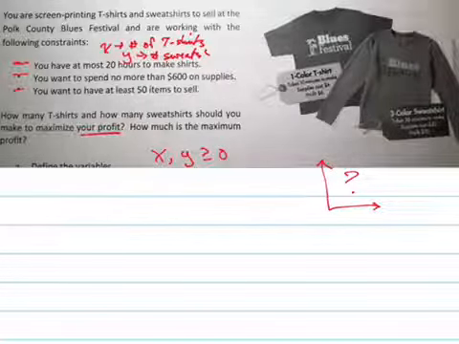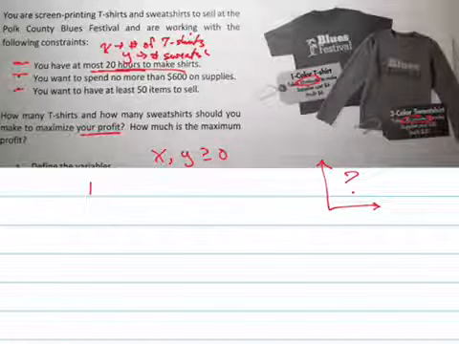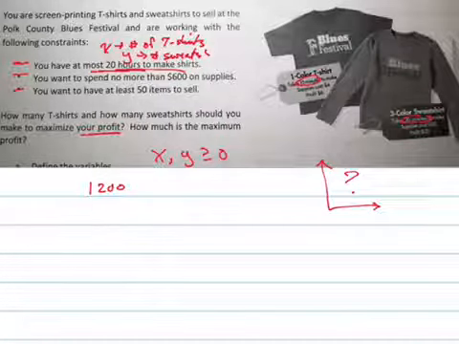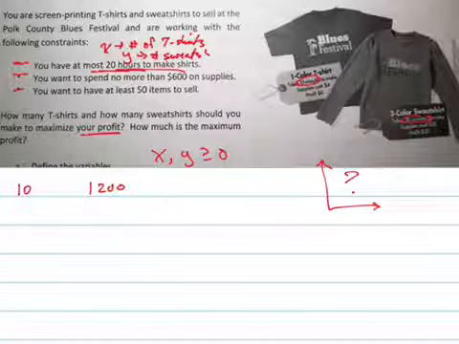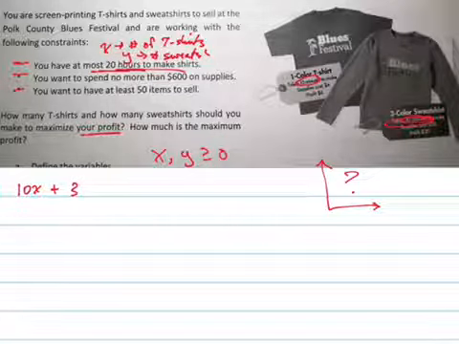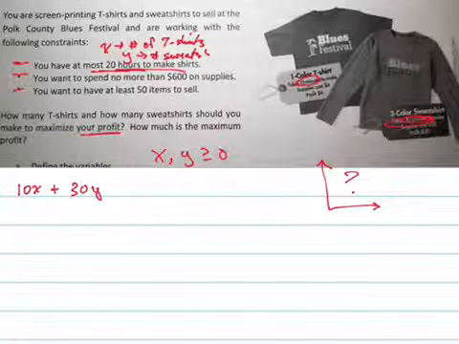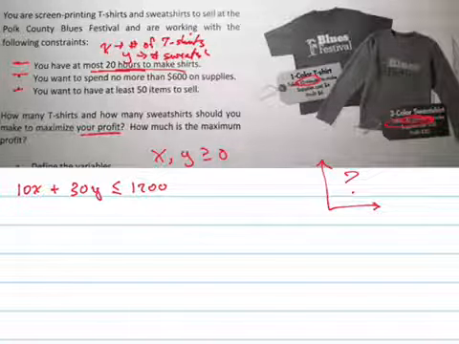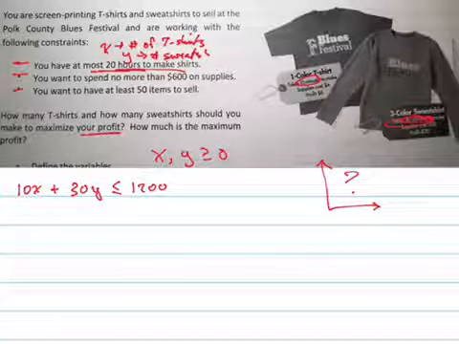Next, I'll use red for this first one, you have at most 20 hours to make the t-shirts. Well, this is in minutes, so let's convert 20 hours to minutes. So 20 hours means 60 times 20 is 1,200 minutes, and we know it takes 10 minutes to make a t-shirt. So 10 times however many t-shirts we make, which we called x, plus 30 minutes times how many sweatshirts we create, which is y, has to be less than or equal to 1,200, because that's how many minutes we have in total. That's our first constraint equation.